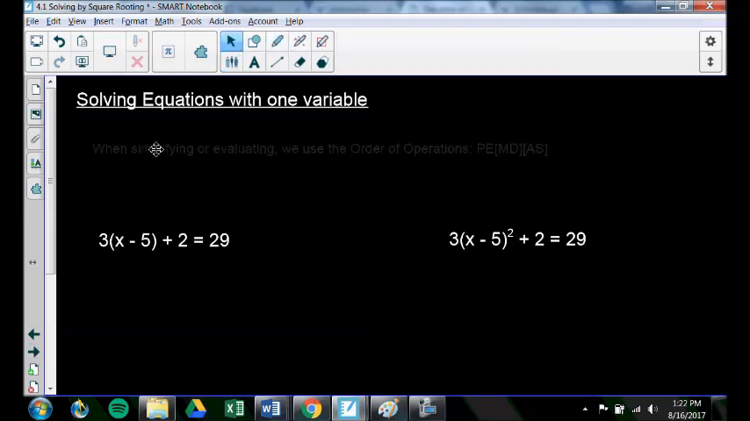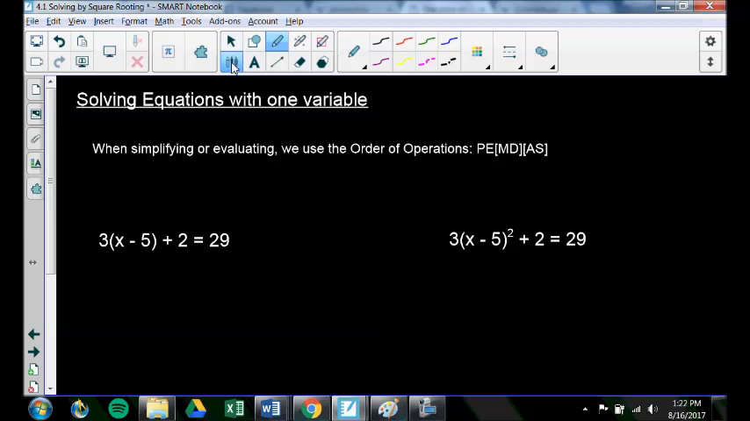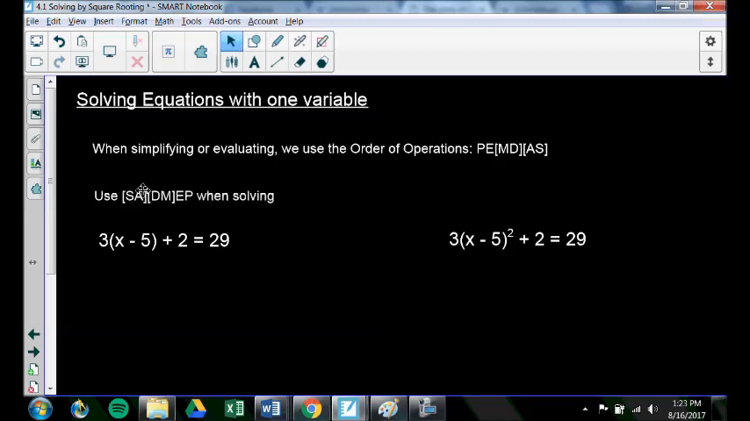Whenever you do simplifying or evaluating, you do the order of operations, which you often call PEMDAS, or please excuse my dear Aunt Sally, where you do parentheses, exponents, multiply, divide, add, subtract. And I put the MD and the AS in brackets because they go in order of whichever comes first, left or right. Well, you often use SADMEP, which is the order of operations backwards, when you're solving.